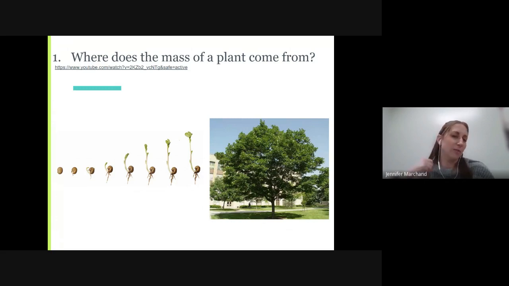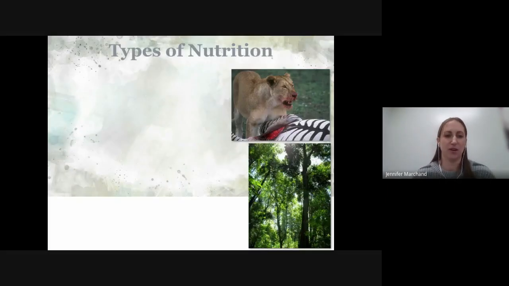Please do me a favor, when you get a minute, jump into the slideshow here and watch where the mass of the plant comes from. Like, where is the true weight of the plant? What does it come from? Please take a look at that video and answer that question.